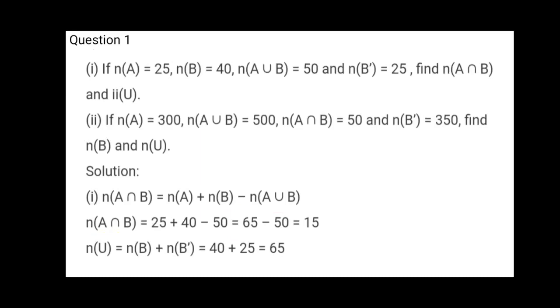Then the second subdivision is n(U), and we have the formula. Here we have n(B') equal to 25, so we can use n(B) plus n(B') equal to n(U). Suppose you have n(A'), we can use n(A) plus n(A'). Here we have n(B'), so we can use this formula, and the answer is 65.